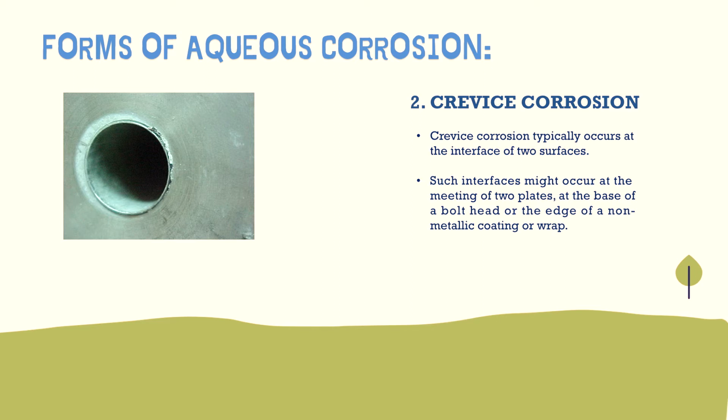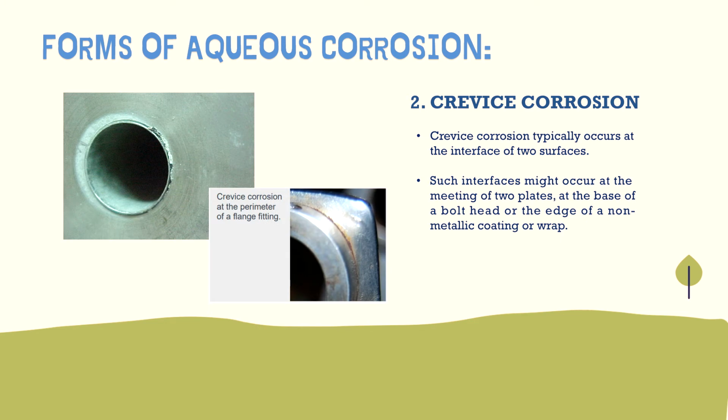From the word itself, crevice, it creates a narrow opening that results in a crack, a split, or a so-called fissure. As observed from the figure, there is a narrow opening between two different materials, which is the wall and the hollow surface. The narrow opening in between is the so-called crevice corrosion. Another example of crevice corrosion is at the perimeter of a flange fitting.